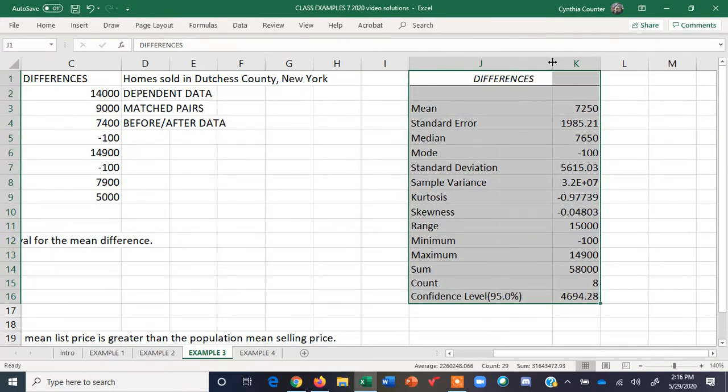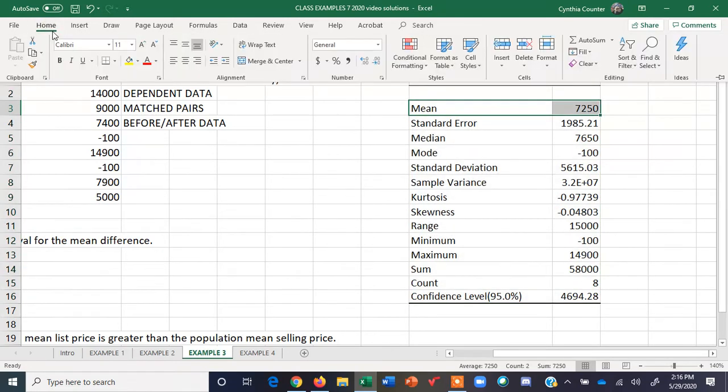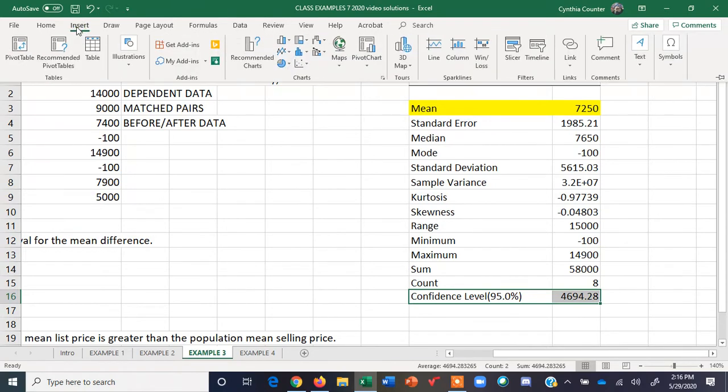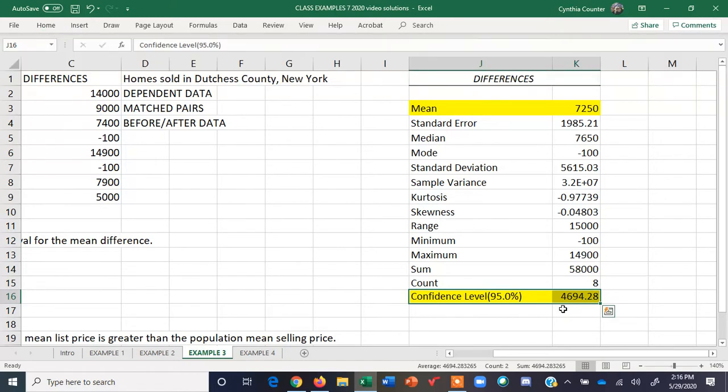So here's the output for the differences. The sample mean difference is 7250, and the margin of error for, I should say, the distribution of sample differences, okay, this is for the distribution of sample differences, is the margin of error here, 4694.28.